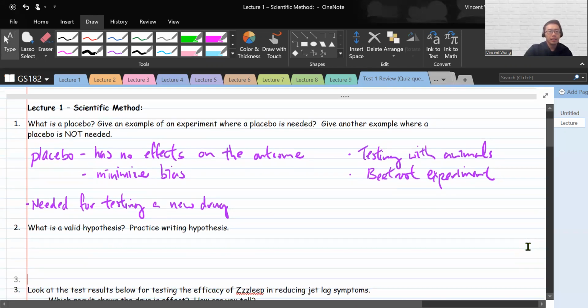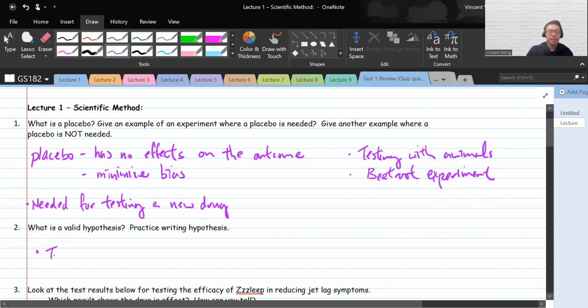All right. What is a valid hypothesis? For a hypothesis to be valid, it must be testable and falsifiable. You must be able to conduct an experiment to check whether it is correct or not, and then it must be potentially wrong.